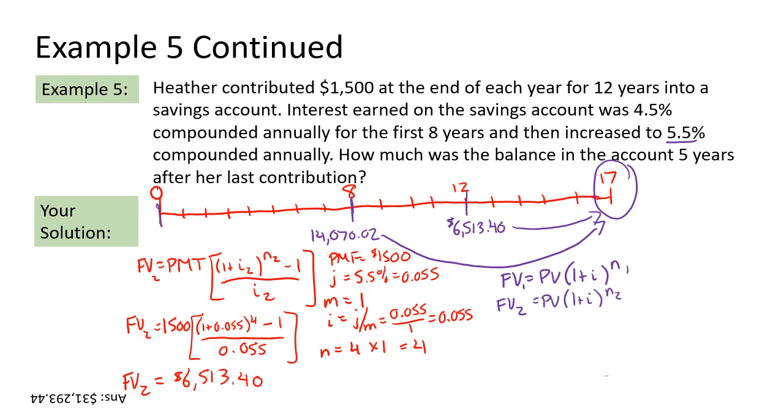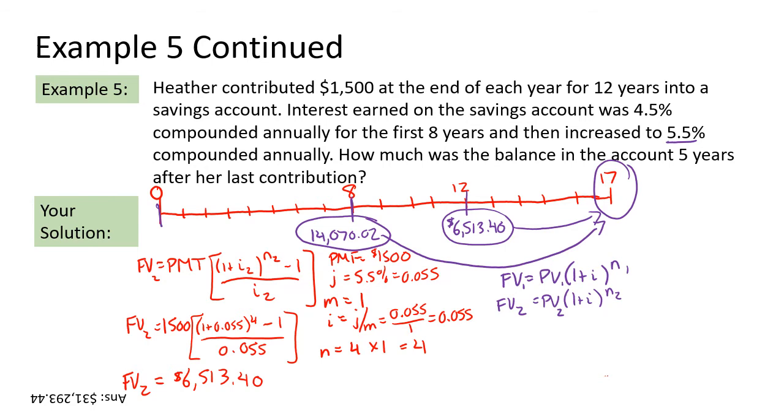And I'll call those N1 and N2, okay, as well as present value 1 and present value 2. So what values do we know? Okay, we know present value 1 and present value 2. Present value for the first annuity is $14,070.02. And for the second annuity, it's $6,513.40. Other items that we know is we know the periodic interest rate.